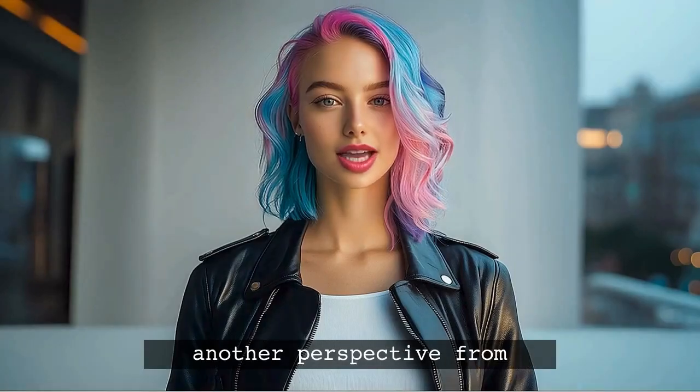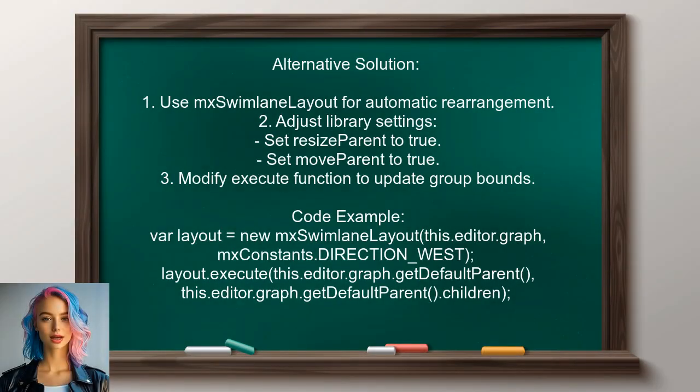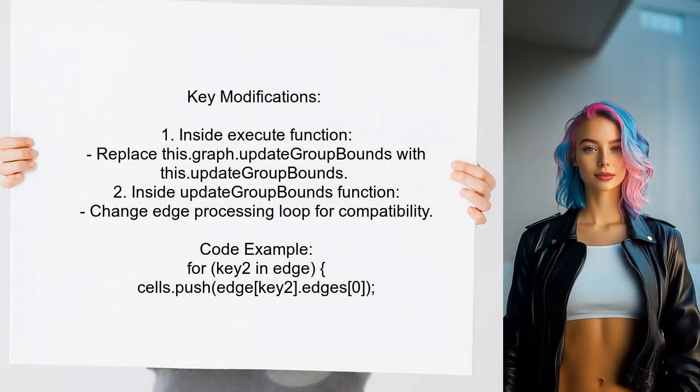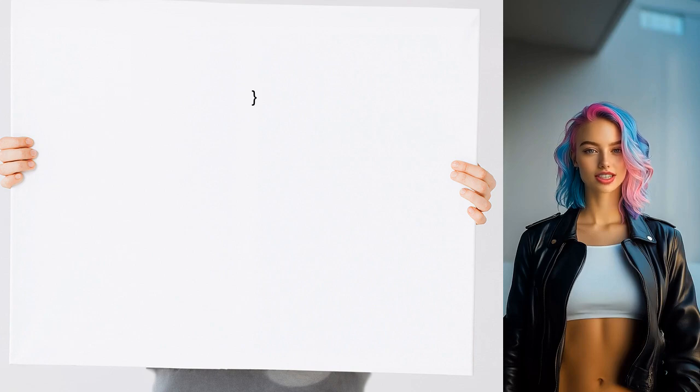Let's check out another perspective from a different user. Another user faced similar challenges with automatic swim lane layout in mxGraph. They used mxSwimlane Layout to rearrange the graph automatically. However, like the original user, they found that swim lanes were not being respected. To address this, they made specific changes in the library code. They also modified the update group bounds function to ensure compatibility with the data format. Although they weren't entirely sure why these changes worked, they hoped it would help others facing the same issue.